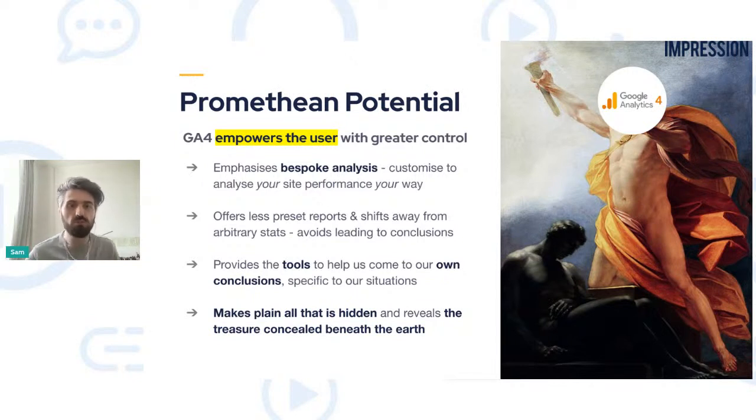You analyze your site performance in your way. And at first, this can feel a little bit resistant because it doesn't have as many predefined reports as UA had, and it shifts away from some of the arbitrary stats like sessions that UA was very focused on. It does this to try and avoid leading you to certain conclusions, because obviously the conclusions you need to make about your own site aren't necessarily the conclusions other people need to make about their site performance. So what GA4 does is it provides the tools to help us come to our own conclusions specific to our situations. It makes plain all that is hidden and reveals the treasure concealed beneath the earth. That one might be a little bit of a stretch.